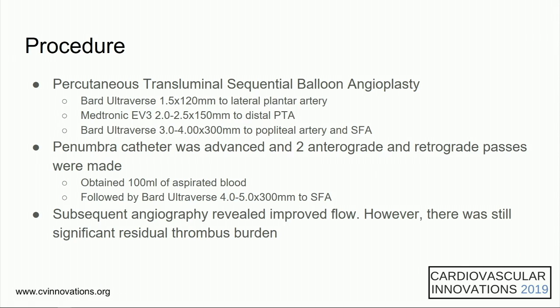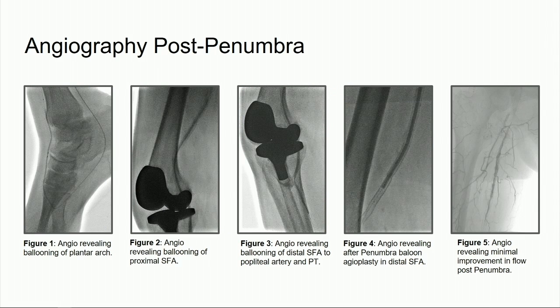We decided to do percutaneous transluminal sequential balloon angioplasty, in which we increased the size of the balloon, and we saw no improvement in the flow from that. Then we continued with the Penumbra catheter in both antegrade and retrograde fashion. We ballooned that as well, and upon aspiration we didn't notice much improvement, and there was still a very high clot burden. These images show the angio of the plantar foot, and there was still very little improvement in the last image.